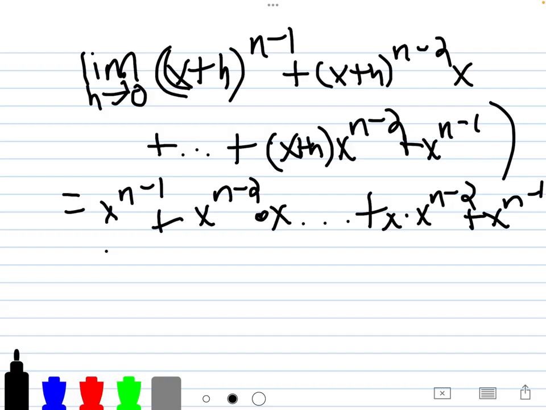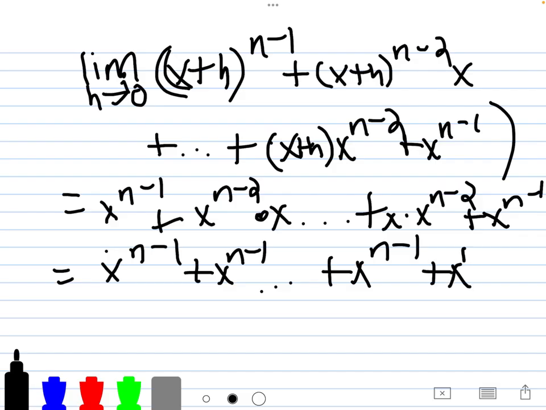And what you realize is when we multiply all these terms together, when you're multiplying two different exponents with the same base, you add the exponents together. And so what you notice is that all of these are just equal to x to the power of n minus 1 plus x to the power of n minus 1, so on and so forth, plus x to the power of n minus 1 plus x to the power of n minus 1.